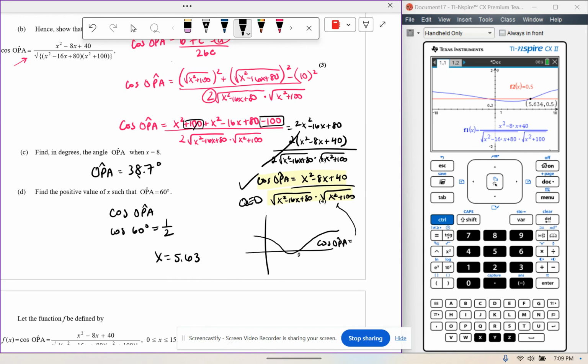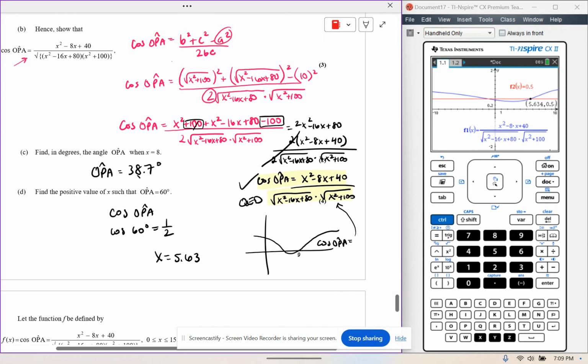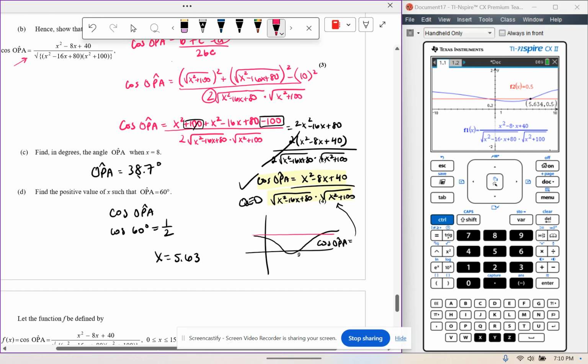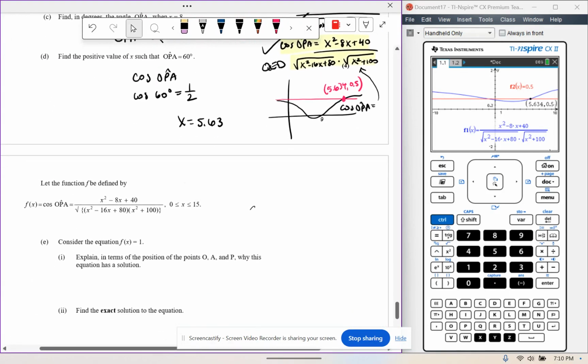I would give a little sketch of the curve, maybe like this is cosine of OPA, and then there's a horizontal line passing through here, and that would be 5.63. Okay, so that's how we found our answer there. Just a little sketch for whoever's grading.